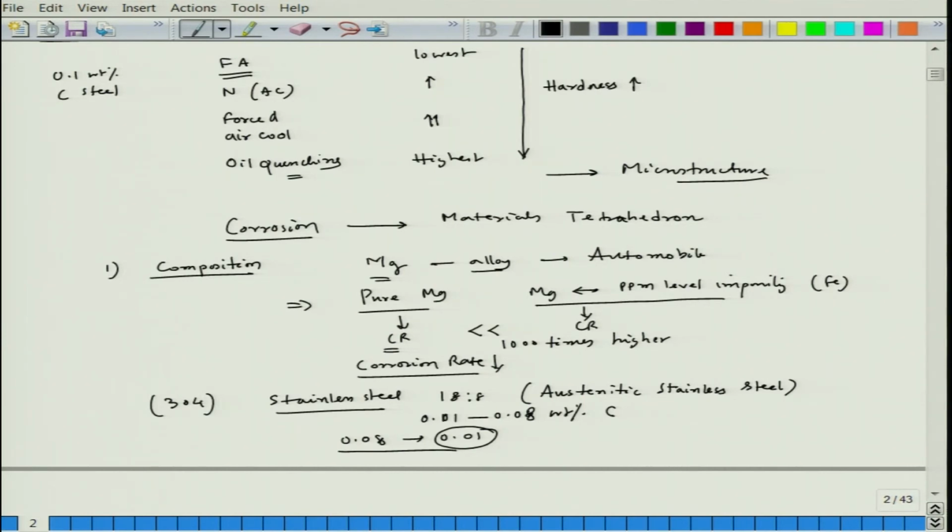there is an inherent tendency of the carbon present in that particular steel to form chromium carbide along the grain boundary. And why chromium carbide? Because 18% is basically chromium and 8% is nickel. Nickel helps to achieve the austenite structure, and chromium gives you the corrosion resistance property. And how does chromium give you corrosion resistance? Because chromium forms a chromium oxide passive layer. So, that passive layer gives you corrosion protection.